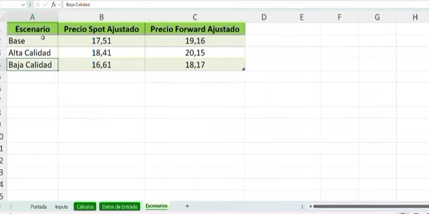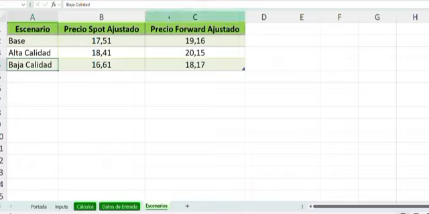Scenarios generated by the calculator. The tool generates 3 scenarios. Base scenario, no quality adjustment. High quality scenario, the investor highly values the project and applies a higher positive factor. Low quality scenario, the investor is more risk averse and applies a negative adjustment. For each scenario, the calculator shows both the adjusted price and the adjusted forward price.